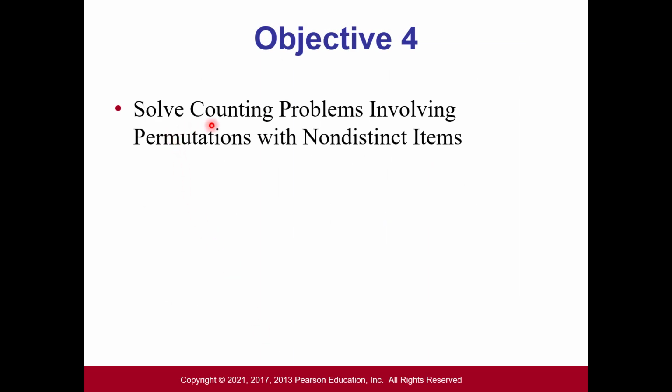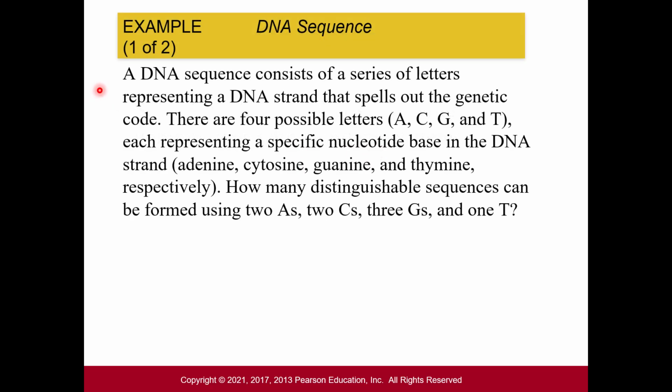Next objective, we're going to solve counting problems involving permutations with non-distinct items. Let's take a look at this example now. A DNA sequence consists of a series of letters representing a DNA strand that spells out the genetic code. There are 4 possible letters, A, C, G, and T, each representing a specific nucleotide base in the DNA strand. How many distinguishable sequences can be formed using 2 A's, 2 C's, 3 G's, and 1 T?